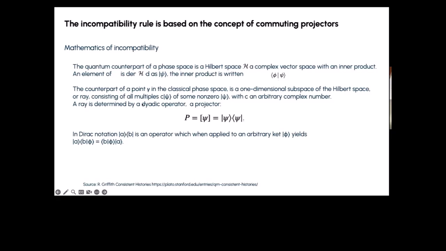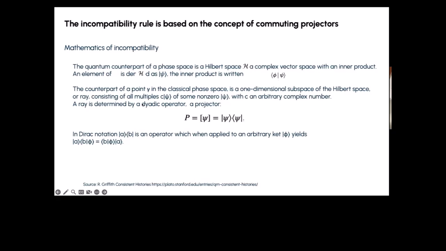The quantum counterpart of a phase space is a Hilbert space H, a complex vector space with an inner product. An element of H is denoted as psi. The inner product is written like this. So the counterpart of a point in classical phase space is a one-dimensional subspace of the Hilbert space, a ray, consisting of all multiples C times psi of some non-zero psi, with C an arbitrary complex number. I've explained this. This is why it's a line, because you can have infinitely many Cs. A ray is determined by a dyadic operator. So you can say this ket-bra determines a ray in linear algebra notation.